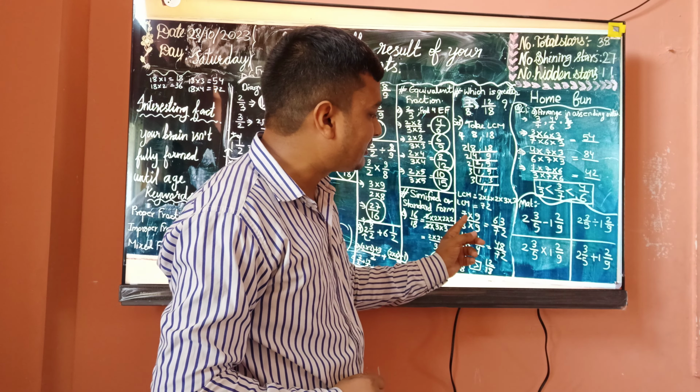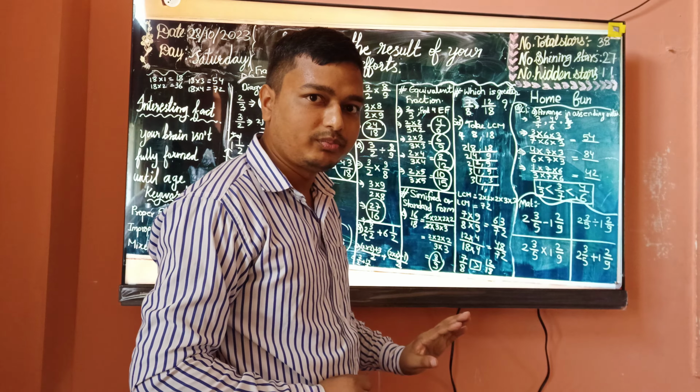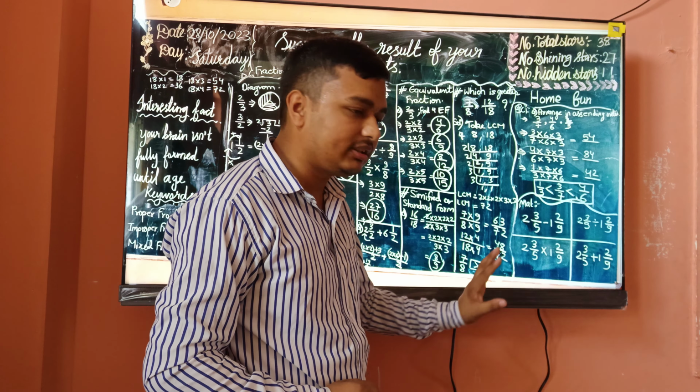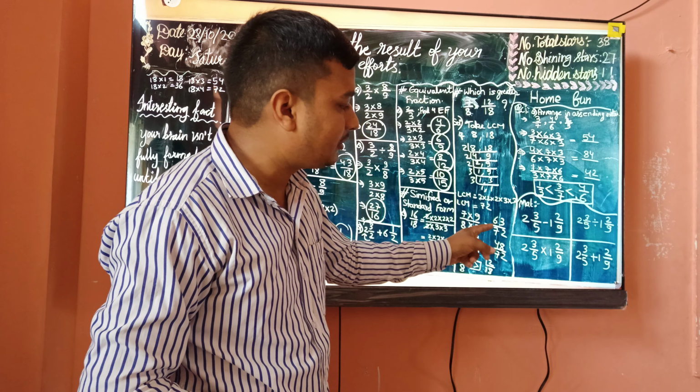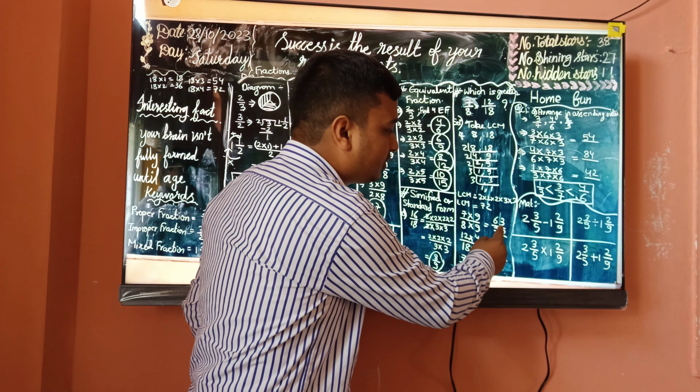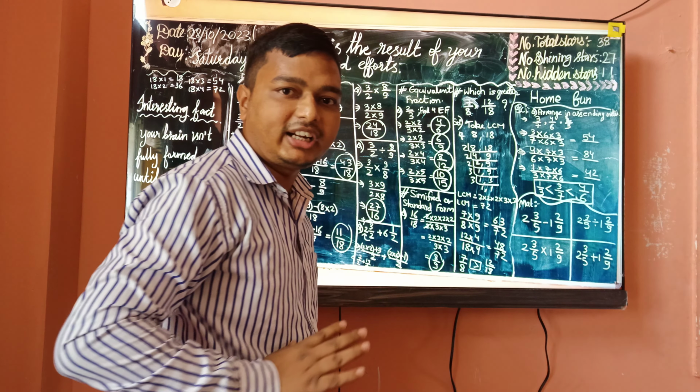Now I will multiply these numbers. 7 9s are 63, 8 9s are 72. Again 12 4s are 48, 18 4s are 72. Now you tell me, these both are like terms. Like terms means what? The denominator should be the same. As you are able to see here, 72, 72. Both the denominators are the same.